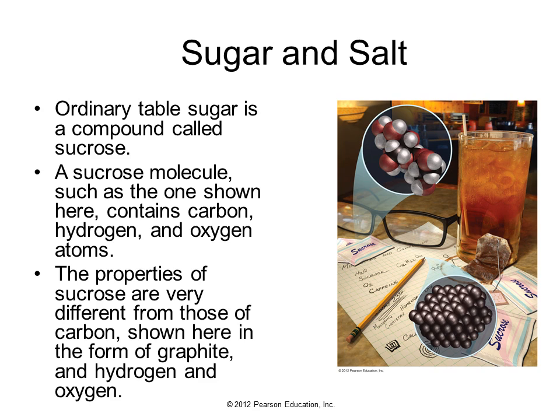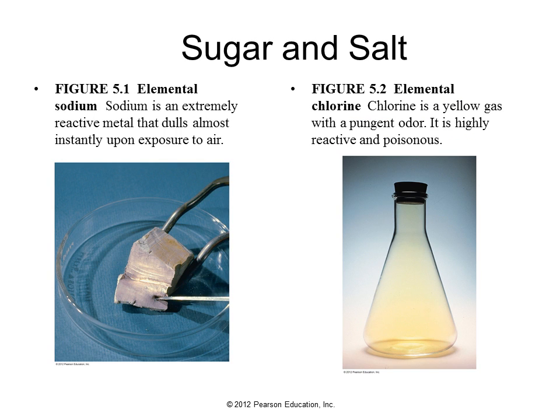The properties of sucrose are very different from those of carbon, which is carbon alone in graphite, shown here. So the arrangement of atoms into molecules determines what the substance is like, its properties. For instance, sugar and salt.